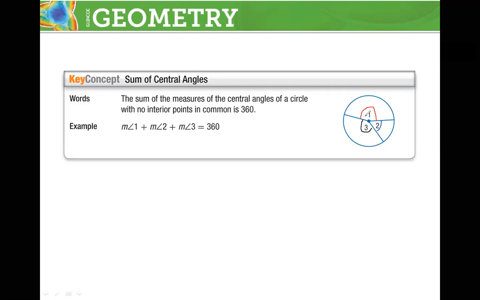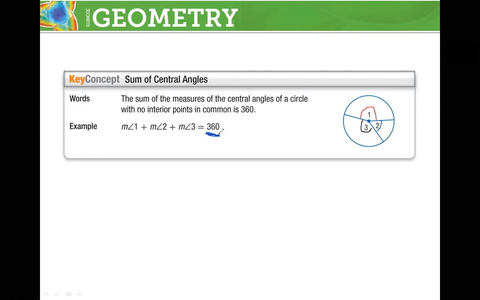Okay. The sum of the measures of the central angles here equals what? If you calculate angle 1 plus angle 2 plus angle 3, it equals 360. You know this information from the previous year.